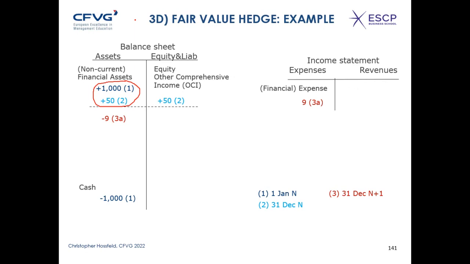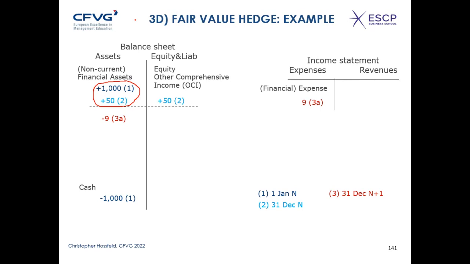And here it is a fair value hedge. In a fair value hedge, all revaluation gains and losses go directly in the income statement. So I do not use OCI because I'm in this hedging relationship. So for the bonds, I made a loss of 9, and the loss goes in my income statement.